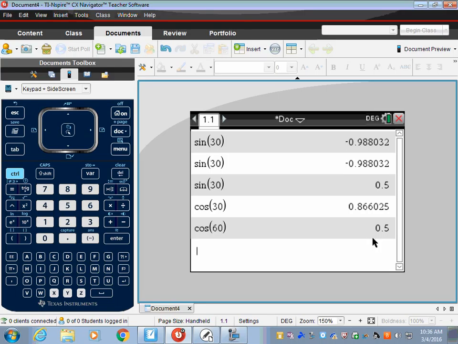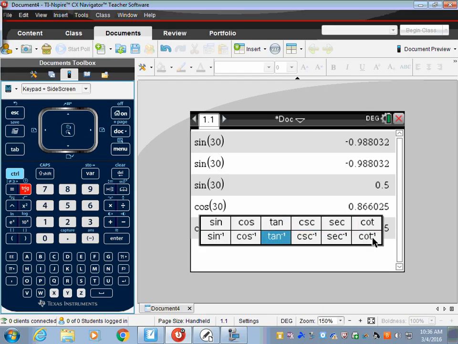So watch this. Hit the trig button again. Instead of doing sine, do sine inverse. That's the one below the sine. See that -1? That's the inverse symbol, okay?